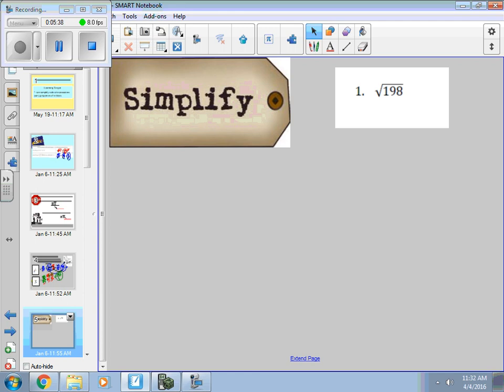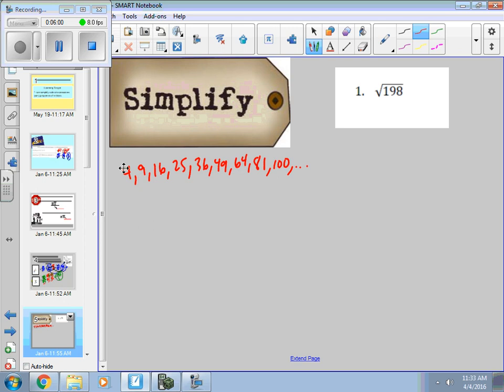So square root of 198. Well, 198 is not a perfect square. So what we want to do is look and see, is there any perfect squares that go into that? Remember our perfect squares being like 4, 9, 16, 25, 36, 49, 64, 81, 100, and it keeps going here. So do any of those numbers divide into 198? Well, I believe 9 goes in there.